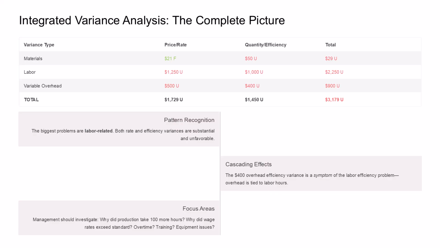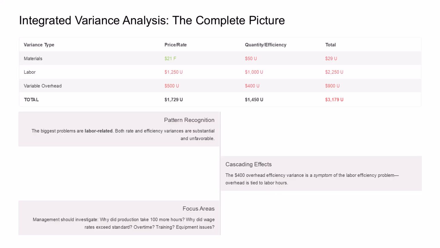Here's a gem. Variance analysis is most powerful when you view it systemically, when you look for connections between variances, when you trace effects back to root causes. A single variance is a data point. Multiple variances together tell a story, and that story guides you toward meaningful action.